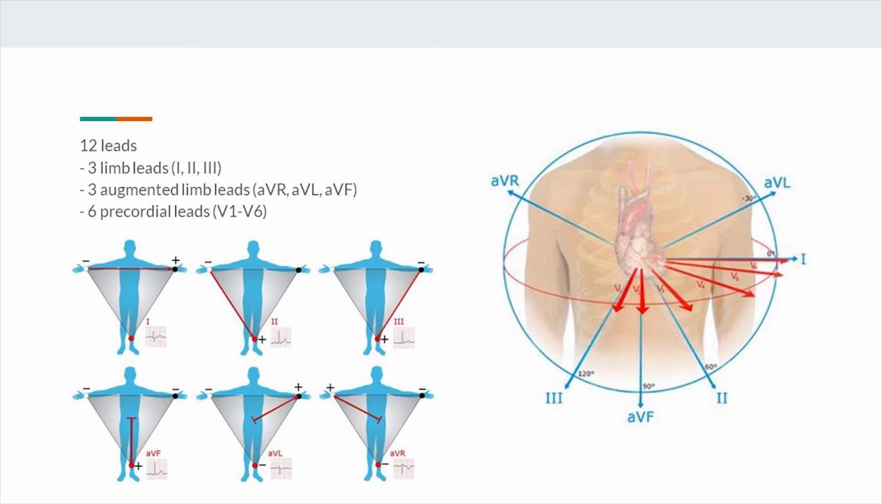This results in what are called 3 limb leads, 3 augmented limb leads, and 6 precordial leads, which add up to make the 12-lead EKG. The limb leads are named 1, 2, and 3 in Roman numerals. The augmented limb leads are named AVR, AVL, and AVF, and the precordial leads are named V1 through V6.